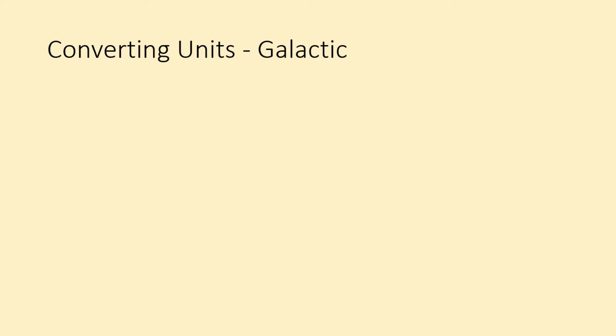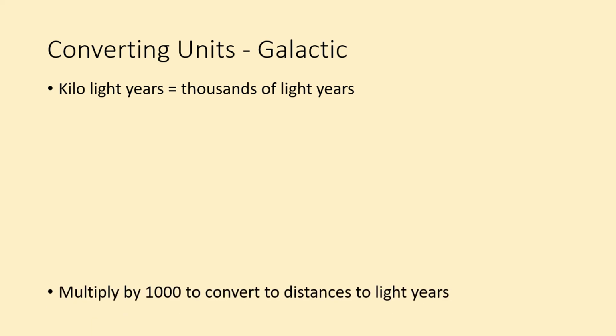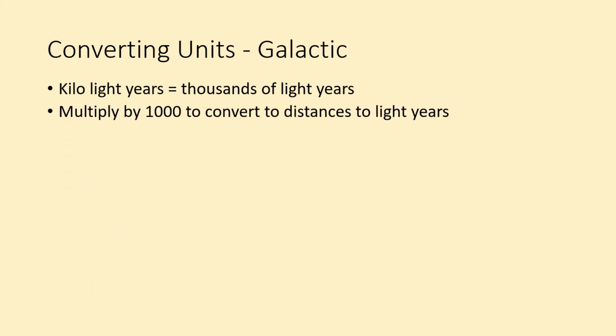The distances we listed in the first part of the lab for the galactic scale were all in kilolight years, which means thousands of light years. To convert the distances into light years, all we need to do is multiply them by 1,000. So the Large Magellanic Cloud, which is 160 kilolight years away, is 160,000 light years away from us.